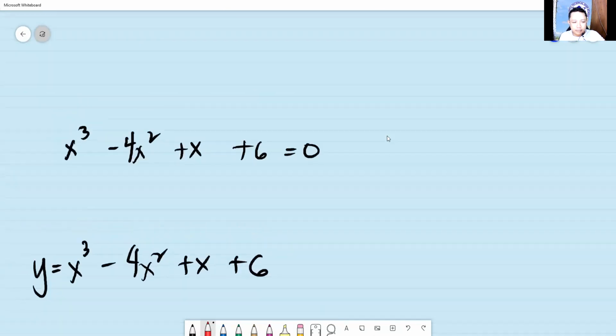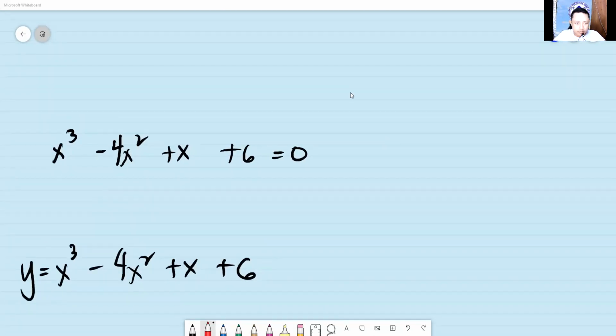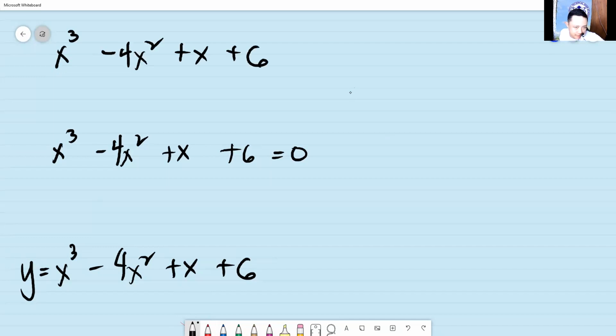Three types. Three types tayo. X cubed minus 4x squared plus x plus 6. Yan. Three types of polynomials. Go. Patingin nga. Higher degree. Actually, they just have the same degree. 3, 3, 3. Exactly the same yan. Exactly the same. Anong tawag lang sa kanila?